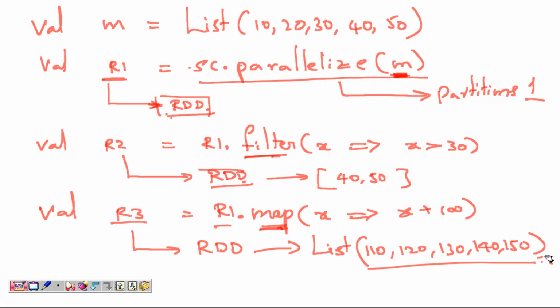Now what are the locations during the computation? m is available in local, but R1, R2, R3 will be in the Spark cluster. Okay. This is the second way of creating your RDD. And I am coming to the third way.